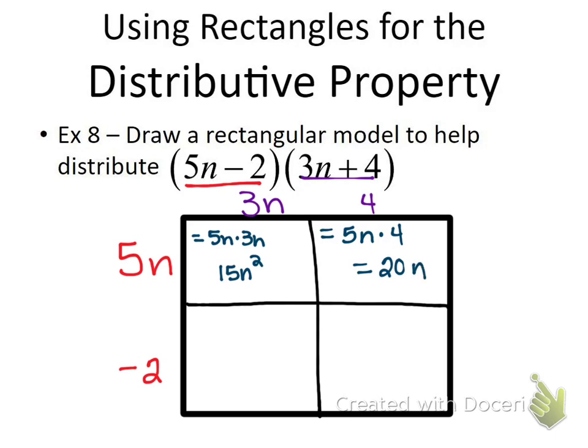Ben, bottom right. 2 times, what kind of 2 is that? -2. Times 4. Equals -8. And then bottom left, Hannah. Okay. So let's look. -2 times 3n equals -6n.